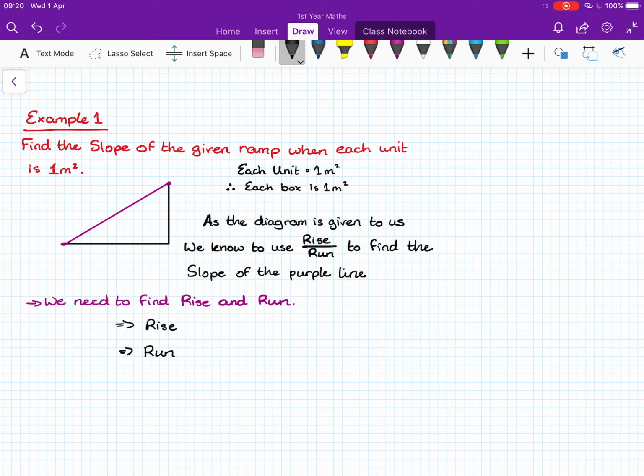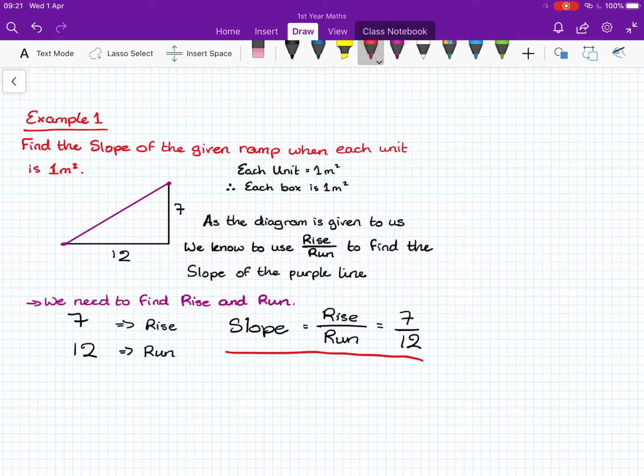And then our run, so our horizontal distance, is 1, 2, 3, 4, 5, 6, 7, 8, 9, 10, 11, 12. So 12 boxes across. So I would say our run is going to be 12. So then, using our rise over our run formula, I would say that the slope, or M, either which way you want to use it, is going to be our rise over our run, which is 7 over 12. Now, this fraction you can simplify, and we always simplify down as small as we can go. In this case, we can't.